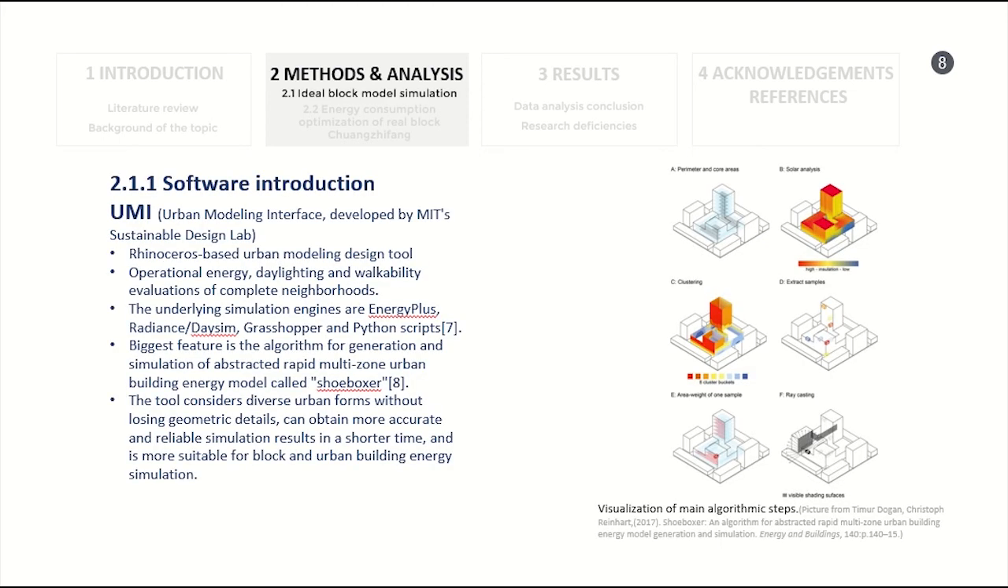WUMI is a new random series-based urban modeling design tool, which allows users to carry out operational energy, lighting, and walkability evaluations of complete neighborhoods. The underlying simulation engines are Energy Plus and so on. Its biggest feature is the algorithm of abstracted rapid multi-zone urban building energy model called Shoeboxer. To learn more about the Shoeboxer algorithm, you can read the references mentioned at the end of my report. The software considers diverse urban forms without losing geometric details, can obtain more reliable simulation results in a shorter time, and is more suitable for urban building energy modeling.